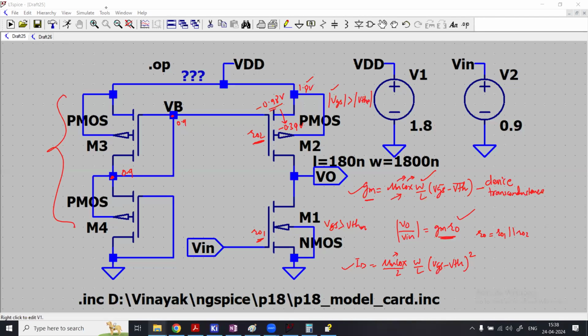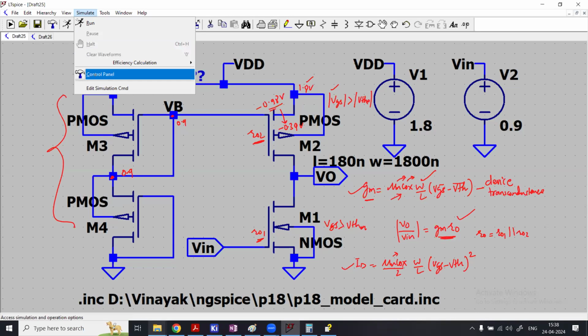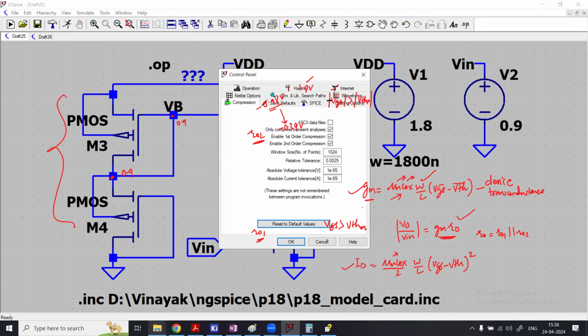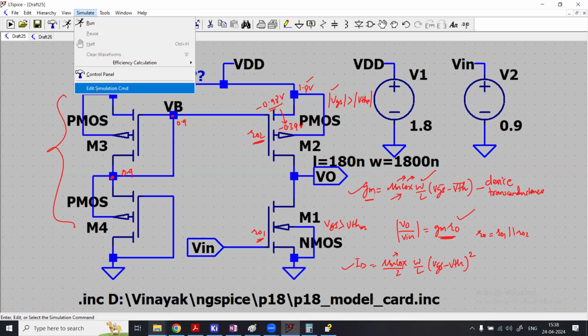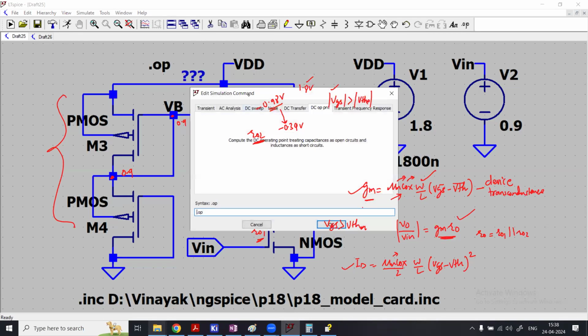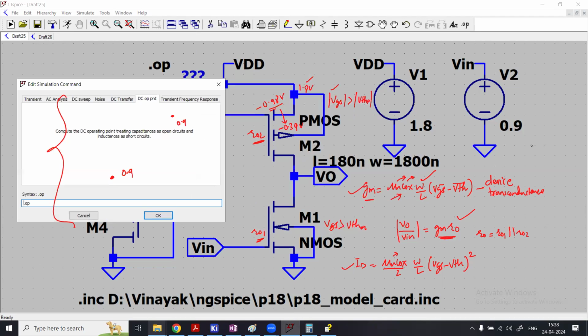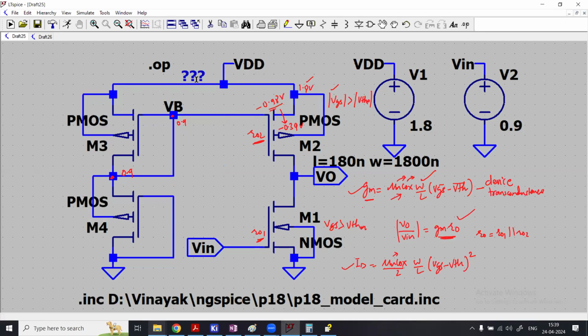For doing that, we just click simulate, click edit simulation command. With that, let me remove this right over here. Okay, and now what we are doing here is DC operating point. So I will write .op here, which I have done. Then click OK. So .op has appeared here. Now all set, right?